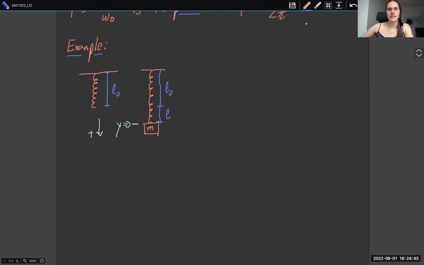So what's going to happen is that if I take the spring and stretch it even further, then the measurement is going to be y, however long this is. If it's in this direction, then it's going to be positive, and otherwise it's going to be negative. This is L and this is L naught.